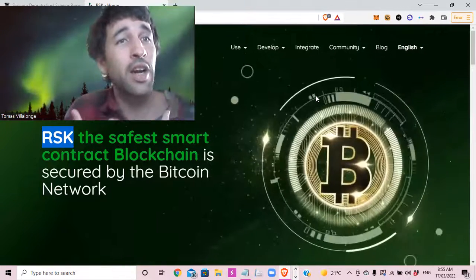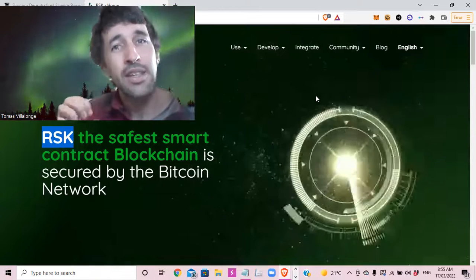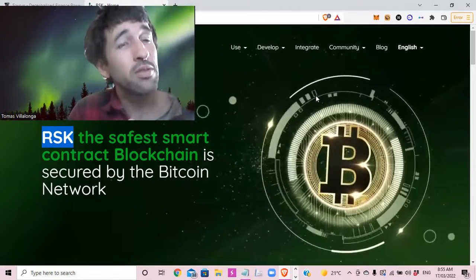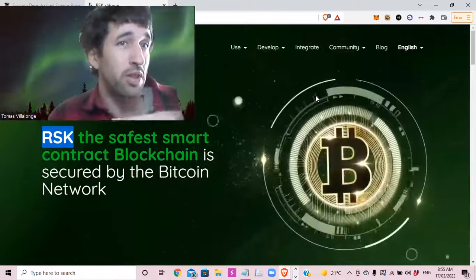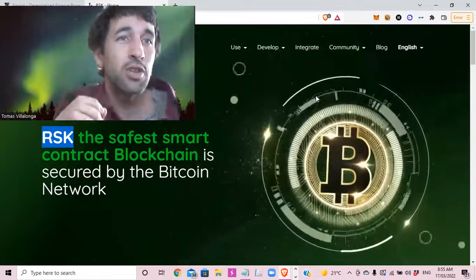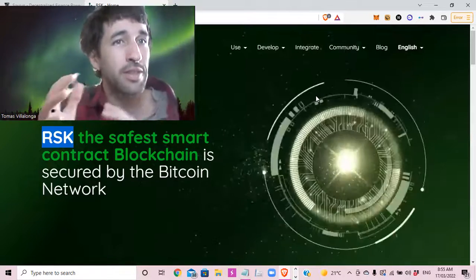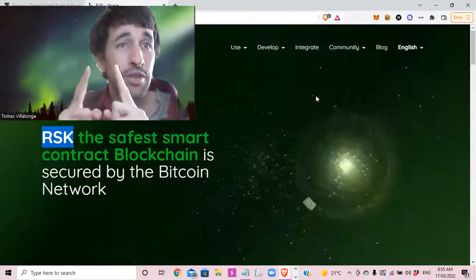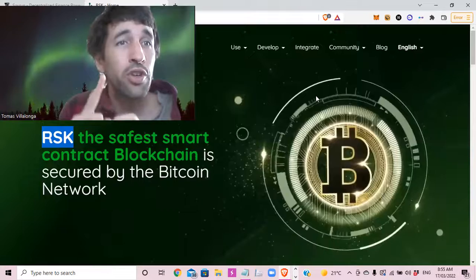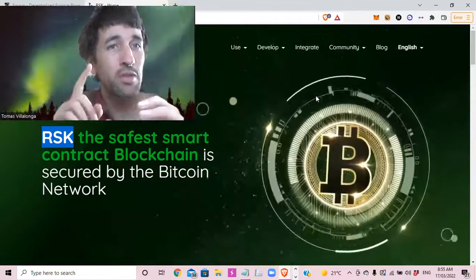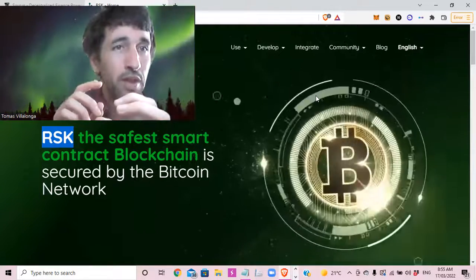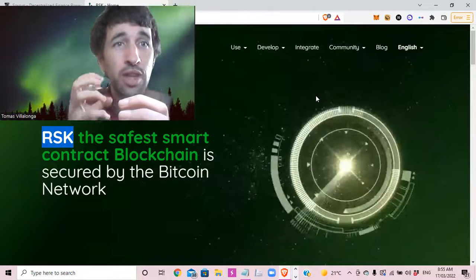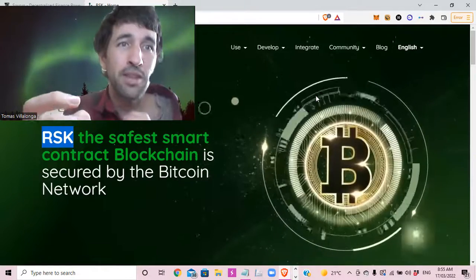Another thing that I love about RSK is that the main asset, the one that you use to pay fees, is not Bitcoin exactly, because Bitcoin runs in its own chain. It's not BTC, it's called RBTC. And pretty much it's a one-to-one mirror of Bitcoin. So in order to get RBTC, you have to lock Bitcoin, and then you get the same amount of RBTC out. And whenever you want, you can do the inverse. You can put in RBTC and take your Bitcoin back.